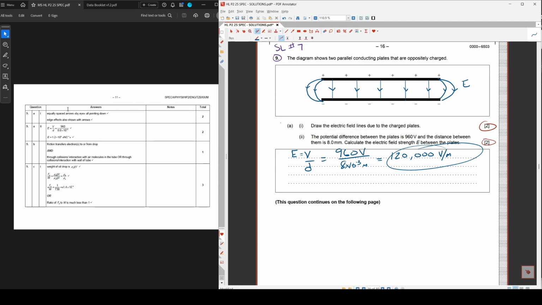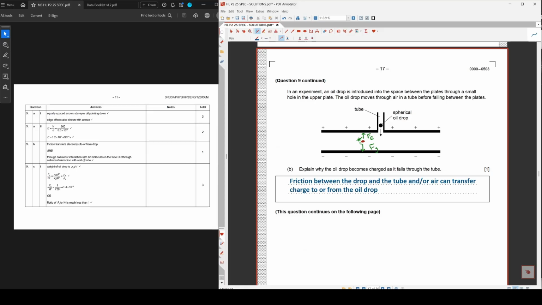Okay, so for our picture, they're looking for equally spaced arrows all pointing down, and that you show these edge effects. Check, check. Second one, super nice, E equals V over d. We just show that we're using that equation, plug in the values, and show our answer. We get a point for the answer. Great.